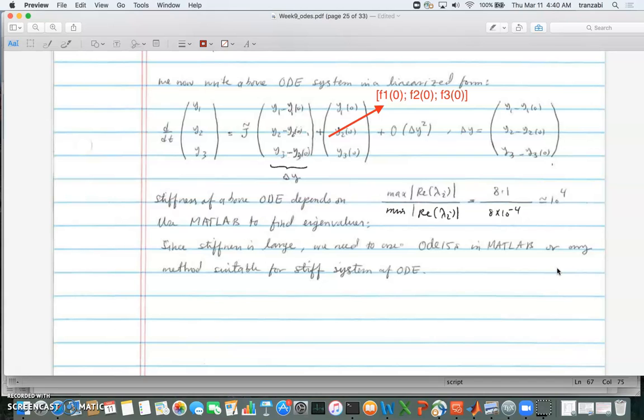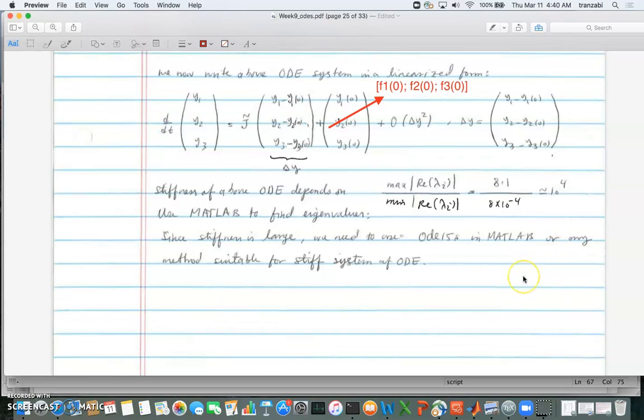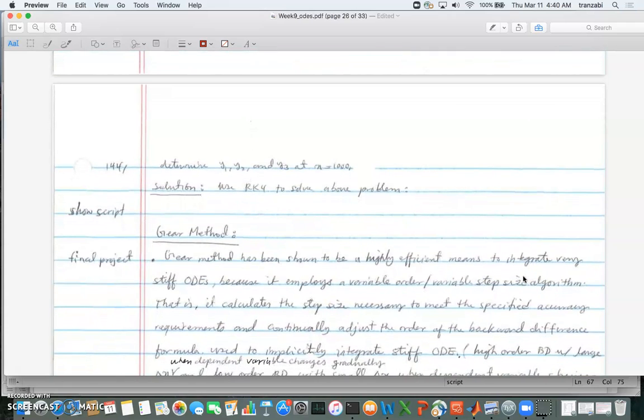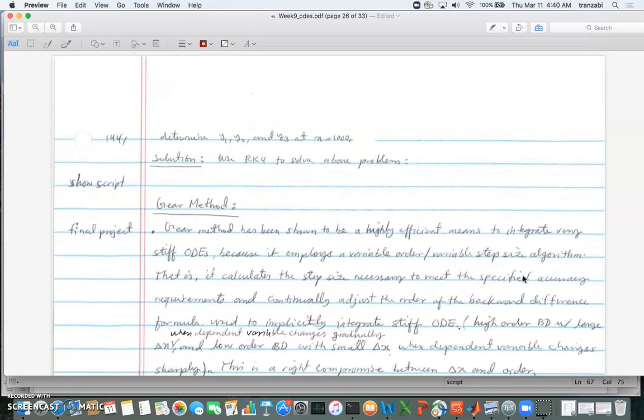This is what MATLAB does adaptively. It actually finds where the solution is changing fast or slow, and based on that it changes the order of the RK method from 1 to 5 or vice versa. Okay, so the logic behind it is actually boiled down into this method called the Gear method.